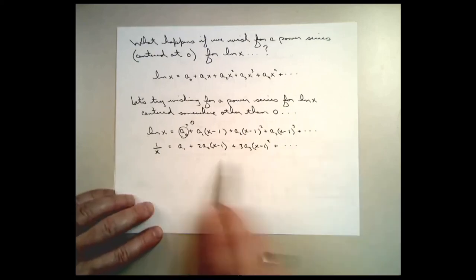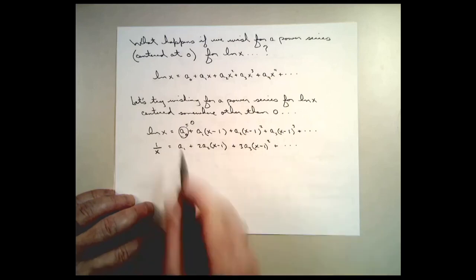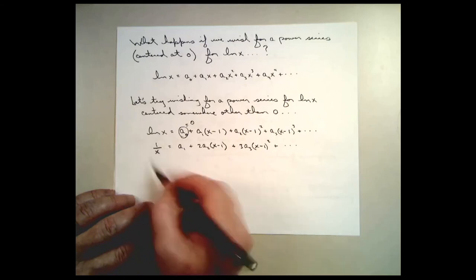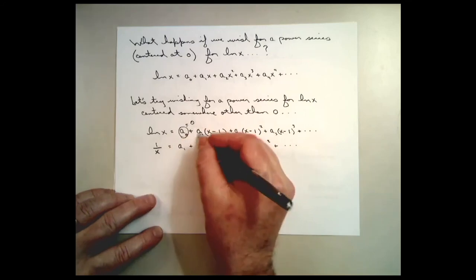So whenever x is 1, the right-hand side collapses down to a 1. Right-hand side, whenever x is 1, is equal to 1. So we have a1 is equal to 1.